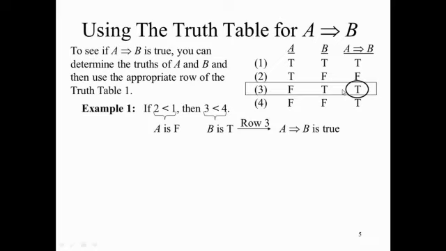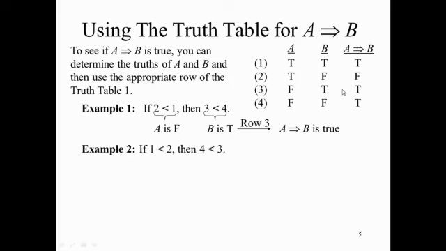Let's do a second one in the same spirit, just to get the idea of how this works. If 1 is less than 2, then 4 is less than 3. So here again, we have the hypothesis A, 1 less than 2, which is true or false? True. You've already graduated from elementary school. Good. A is true. And how about B, 4 less than 3? False. Which puts us now in which row of the truth table? Row 2, and therefore, A implies B is false.